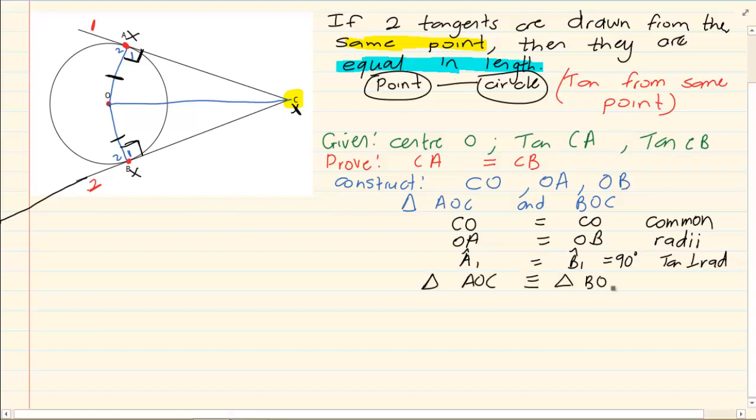Once we have that, we have now that this triangle AOC is congruent to triangle BOC because of our 90 degrees hypotenuse side. And because they are congruent, we can make a deduction from that. The deduction is that AC would equal to BC. Now look at what we did. AC, which is the same as CA, is equal to BC, which is the same as CB. You've now proven the theorem.